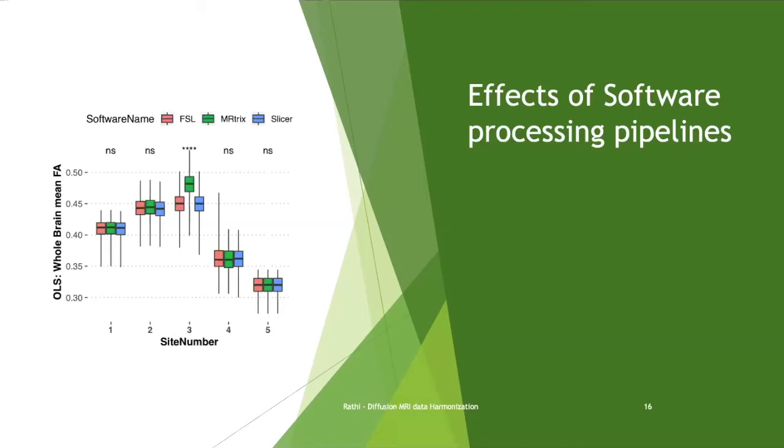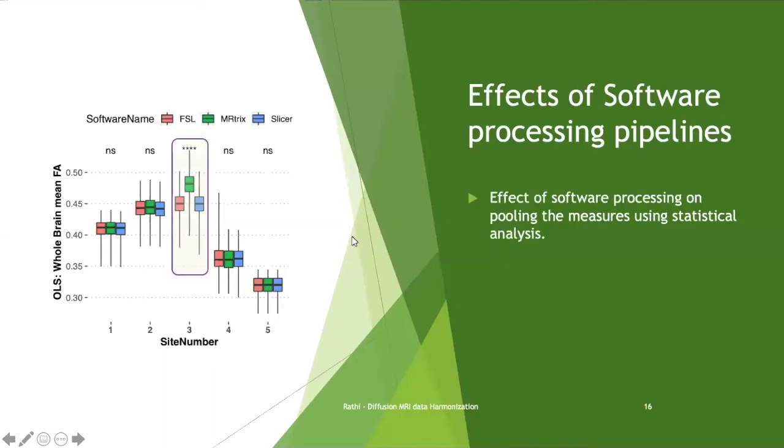packages that were used to run ordinary least squares diffusion tensor fitting. Very simple. We calculated the whole brain mean FA, which is across the entire brain. What we see is that for sites 1, 2, 4, 5, pretty much everybody performs the same. But very interesting was what we see in site number 3, where you see statistical differences between the 3 softwares. So this data is exactly the same, just that the fitting and whatever else is done in the software was different. And you can see a very large amount of differences here.